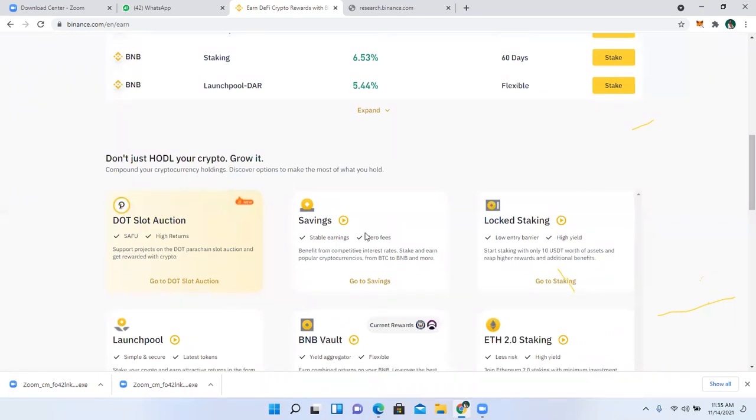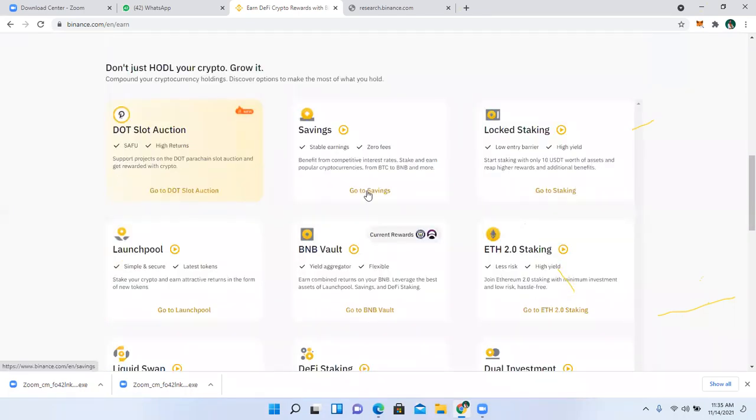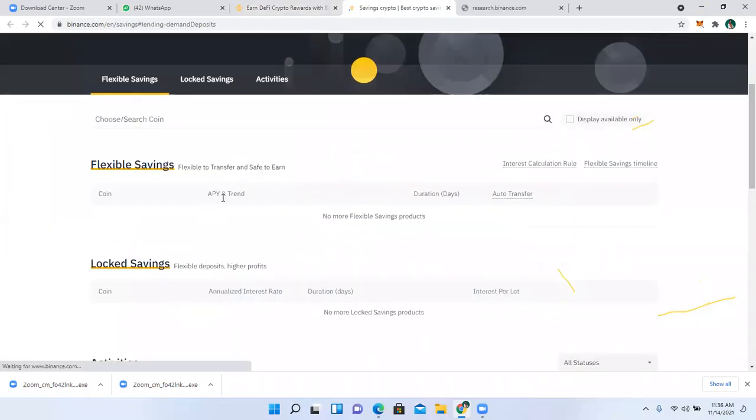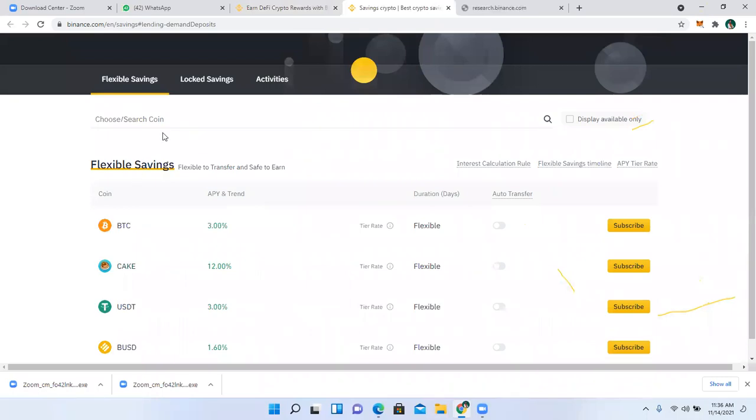One of them is Savings. You can actually save on Binance. If you have some crypto money you're not using for the next one year, two years, you can save using Binance. If I click on Go to Savings now, it has Flexible Savings and Locked Savings. Flexible Savings simply means that you can withdraw at any time, once you're tired, you withdraw.